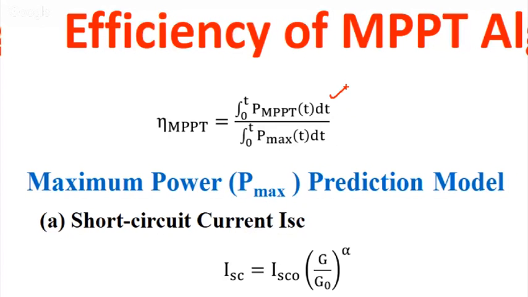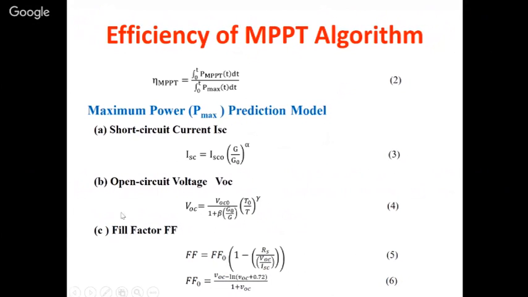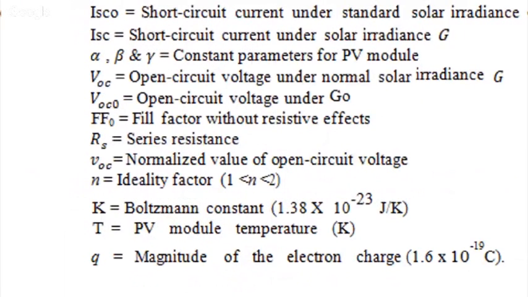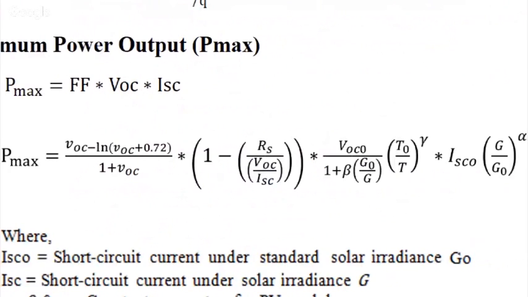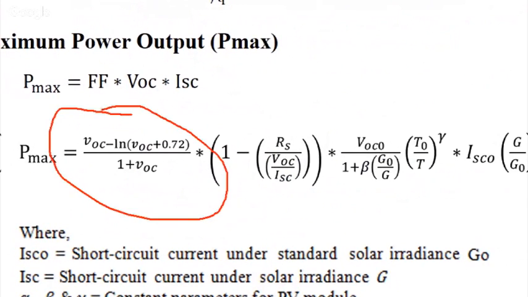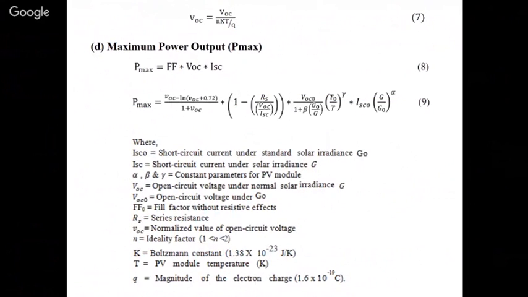For that, many prediction models are there. So, the maximum power prediction model. The maximum power depends on 3 terms. You can see here, it depends on the fill factor, which is given by this formula here. This is the fill factor. Then the open circuit voltage, and it depends on the short circuit current. So it depends on 3 parameters here.